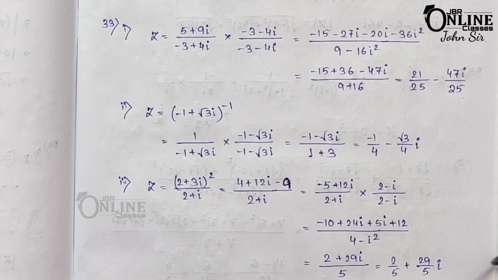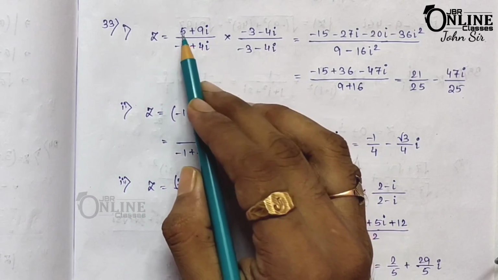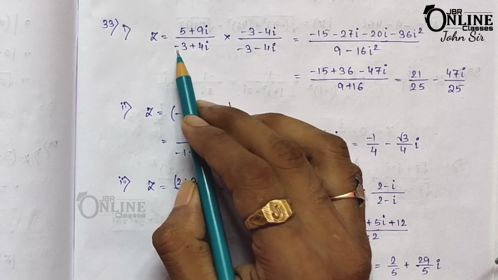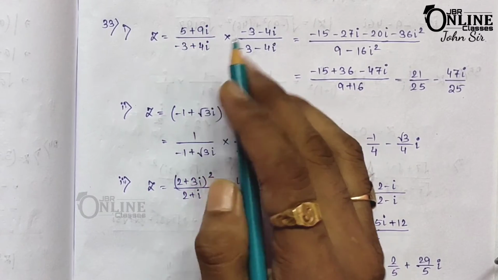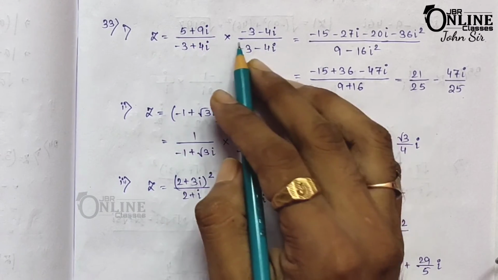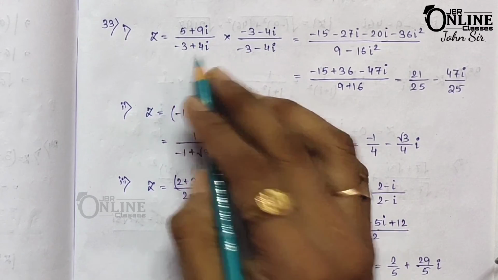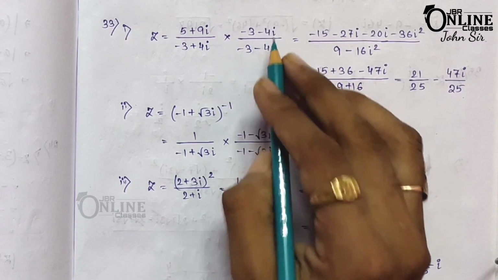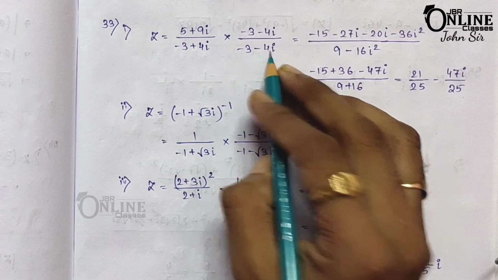Now next one, sum number 33. Express the following complex numbers in the form of a plus bi. So here the first one is 5 plus 9i by minus 3 plus 4i. First you have to multiply with the conjugate of the denominator. So minus 3 minus 4i by minus 3 minus 4i.